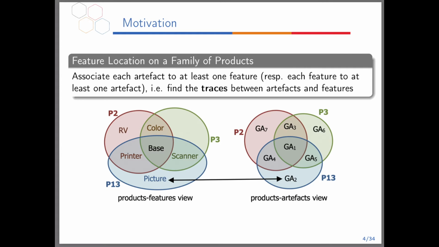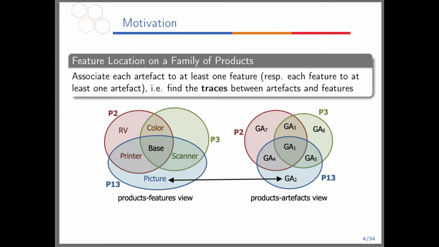As for any feature location technique, the idea is to associate all artifacts to at least one feature. Thus, we want to find the trace between the feature and the artifact. We take here the example of a product family of printer machine. The variability and the cluster are here represented by two Venn diagrams, one on the left for the product features and one on the right for the product artifact.